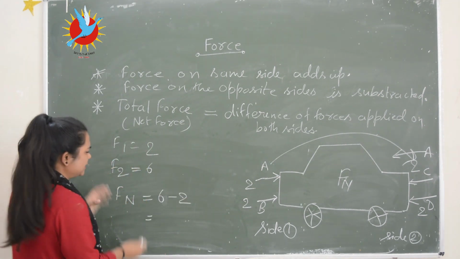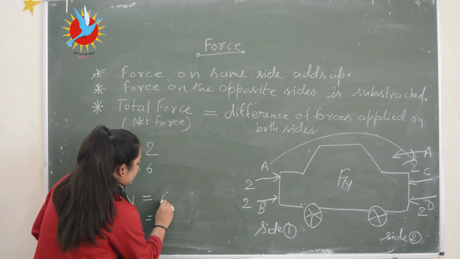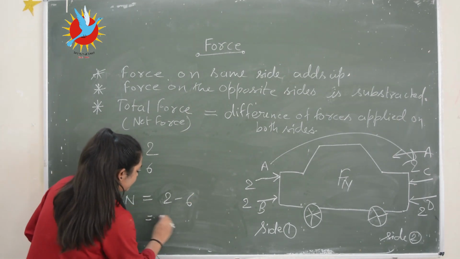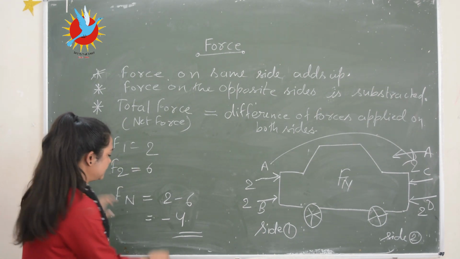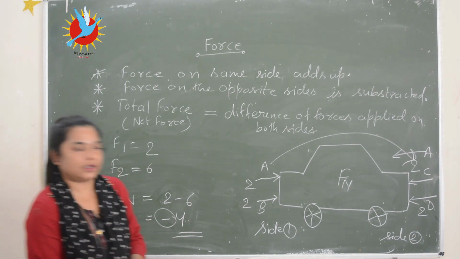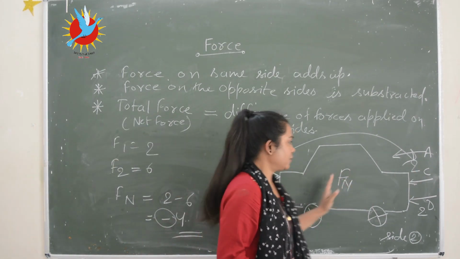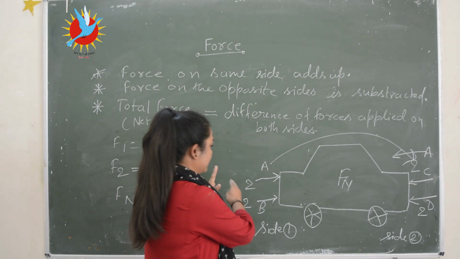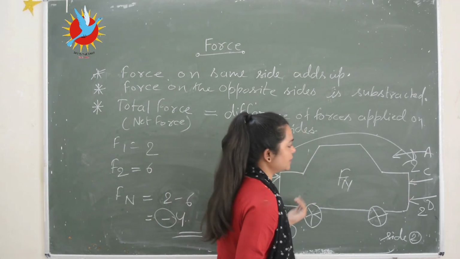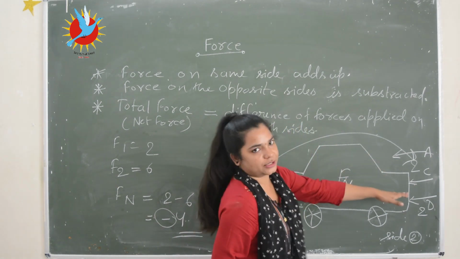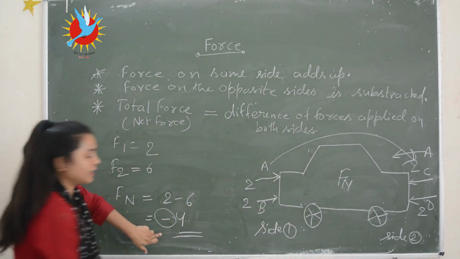Or this actually comes with the sign also. So you can take 2 minus 6. So this would be minus 4. Okay, now what is this sign showing? Well, it is actually denoting the direction of motion. The force F1 is being applied on this side and force F2 is being applied on this side. So this is a negative direction in comparison to this one, and that is why there is a negative sign.